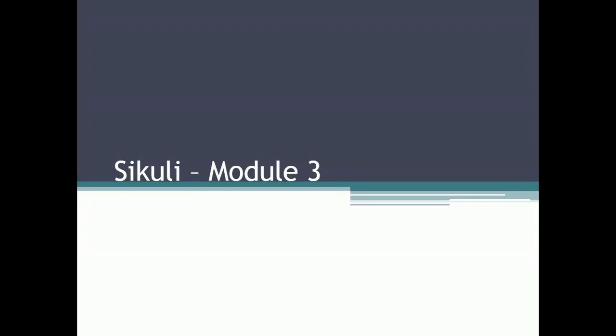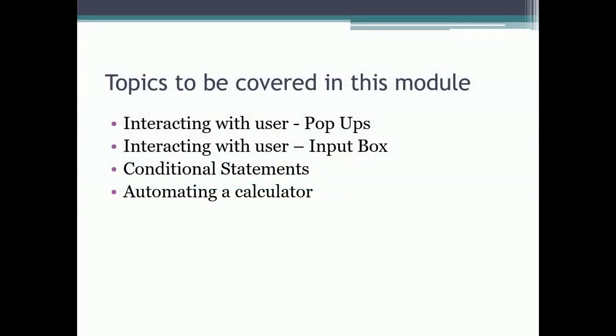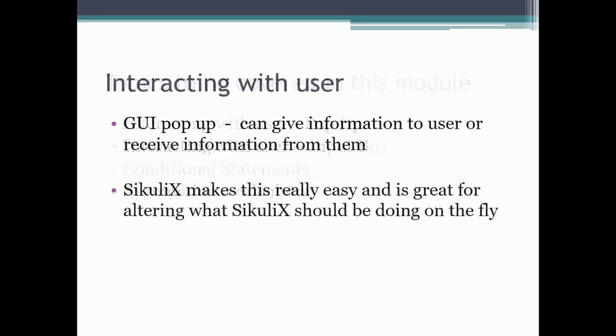Let's get started with our module 3. In this module, we will look at some of the fancy input and output tools Sikuli X gives us, and also we will look at selection in Python that allow us to add condition in our Sikuli script. And we will also modify our calculator automation and use the conditional statements in it. Let's move ahead.